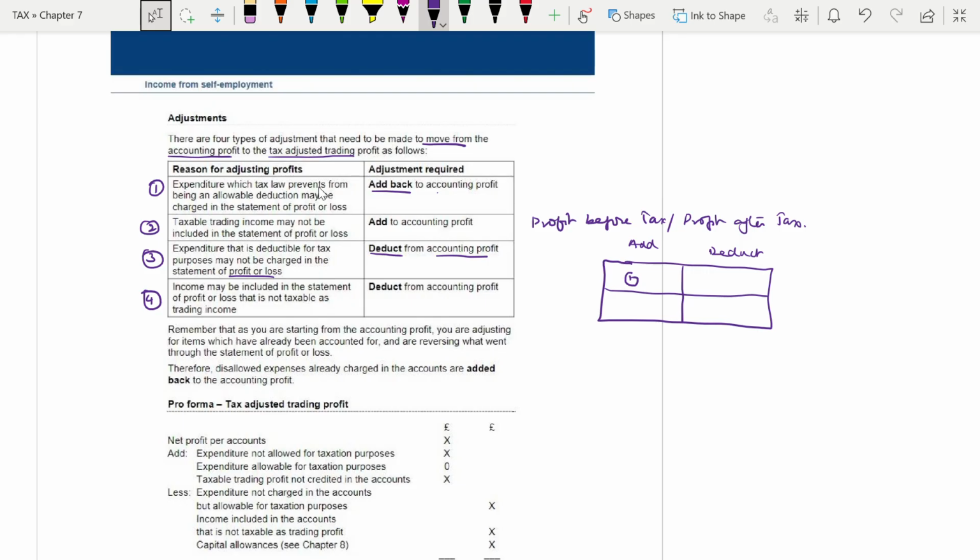First and foremost, we have to be very, very clear here. This is the accounting profit. This is the taxable profit. With accounting profits, what will happen? You will have profit before tax and profit after tax. We are talking in terms of this one.